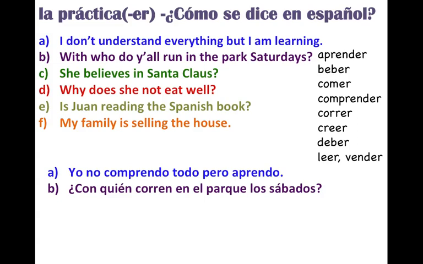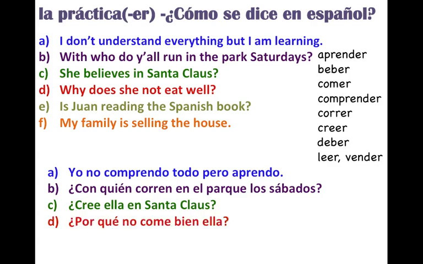Número 3. She believes in Santa Claus. ¿Cree ella en Santa Claus? Letra D. Why does she not eat well? Why doesn't she eat well? ¿Por qué no come bien ella? And notice that oftentimes when you ask a question, you put the subject actually after the verb.